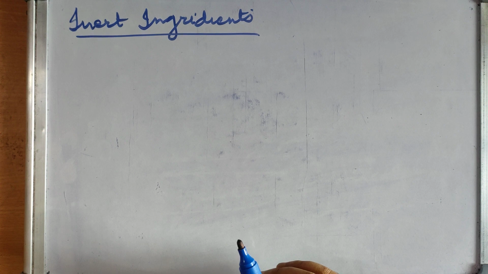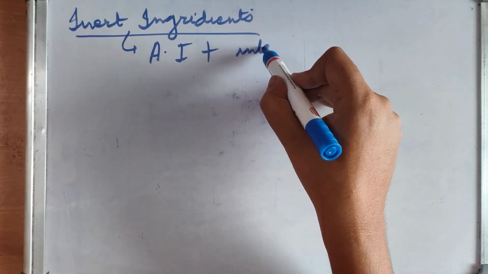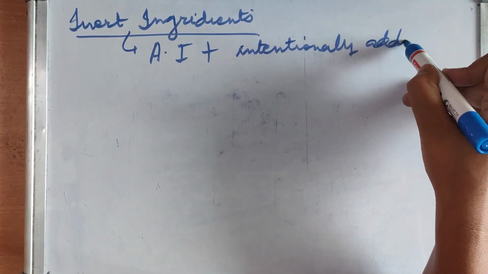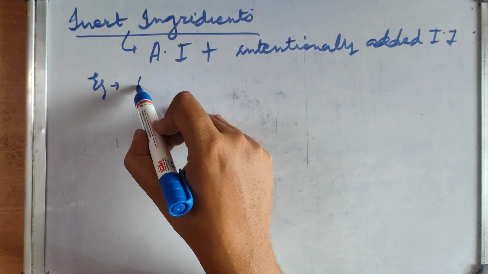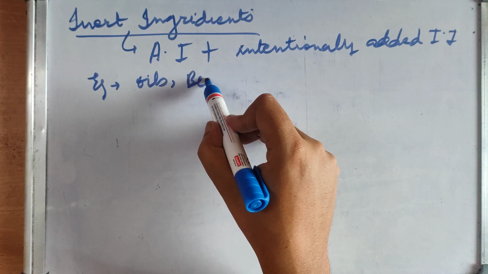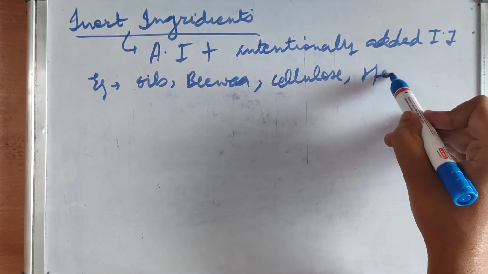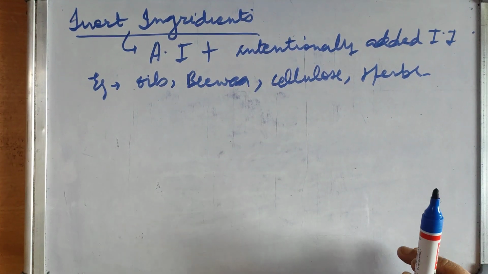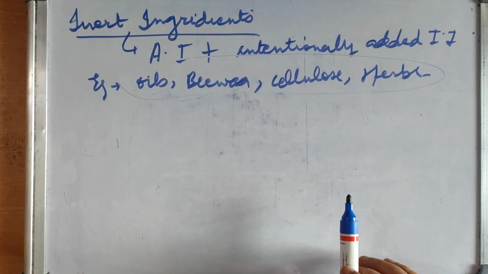Pesticides contain one active ingredient and other intentionally added inert ingredients. For example, we add oils, beeswax, cellulose, herbs. Other than the main chemicals which act to control pests, these other elements are inert ingredients.